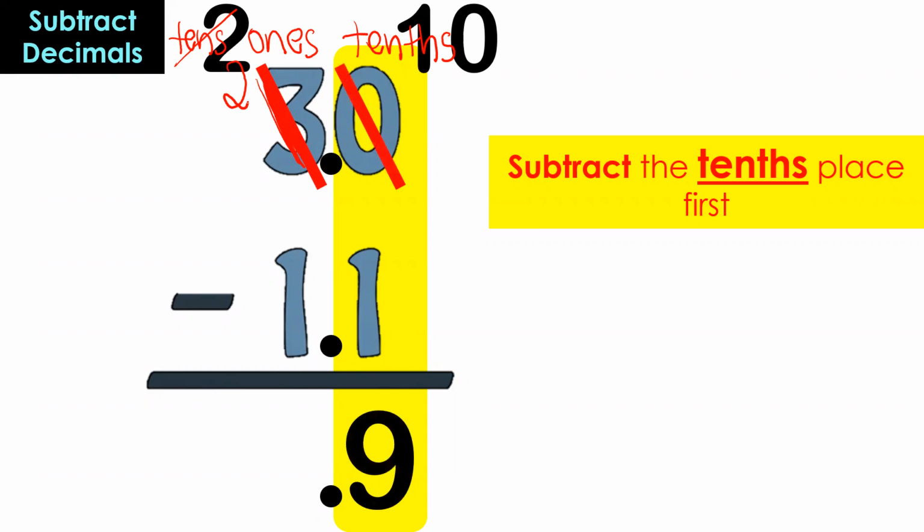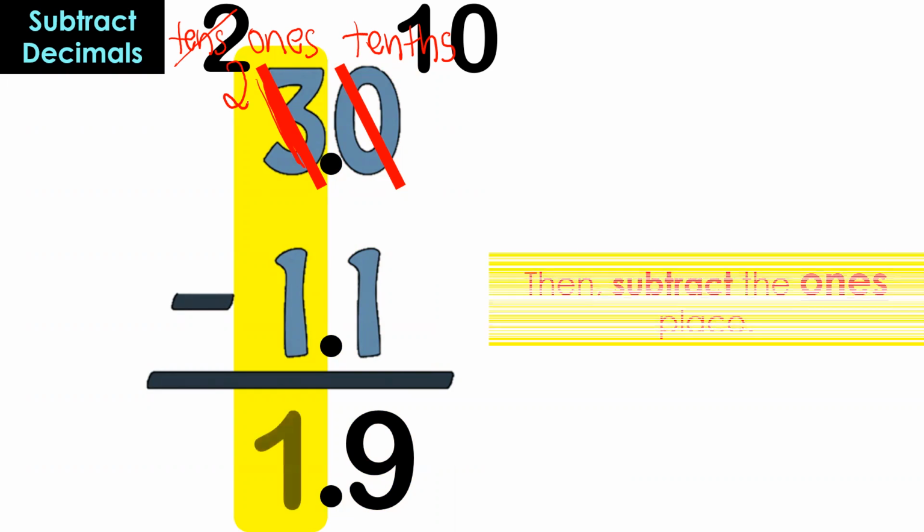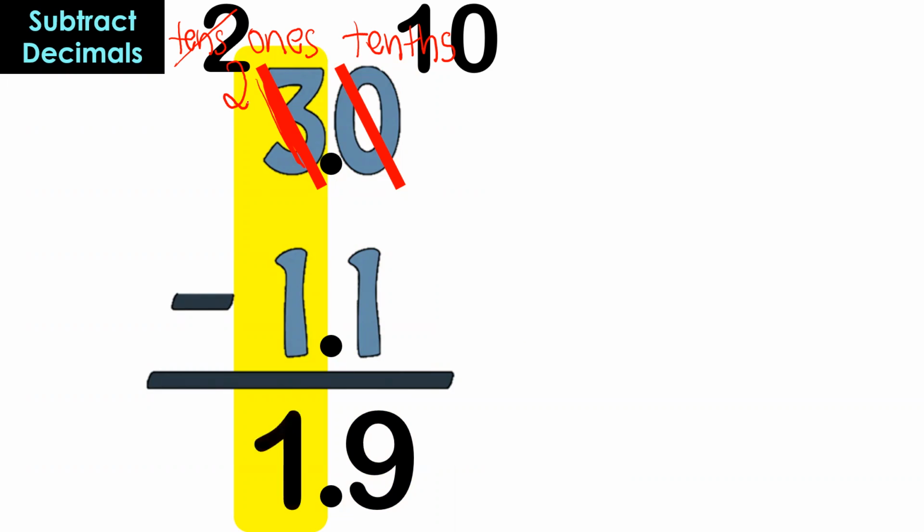Then let's continue. We move on to the left to subtract the ones place. So 2 ones minus 1 one will give us 1 one. And we get 1.9 or 19 tenths. Now before you move on to your student pace part, I'm going to go through 2 questions again so that you can do your part independently later.